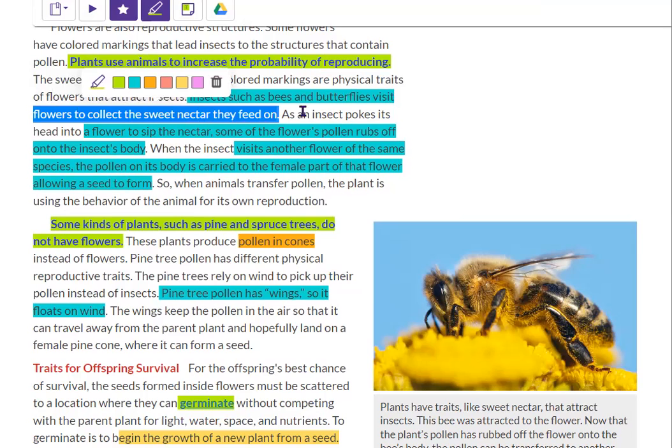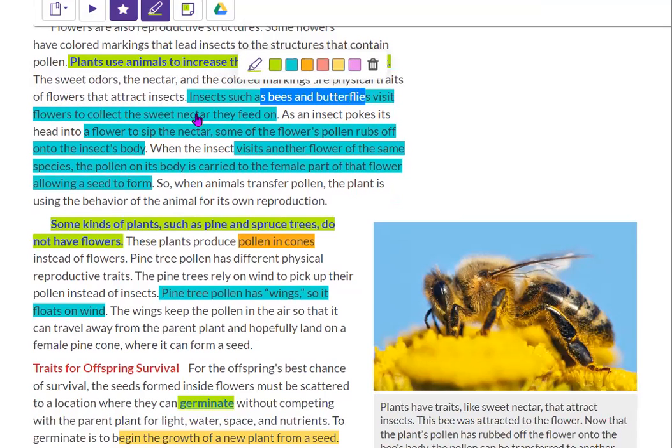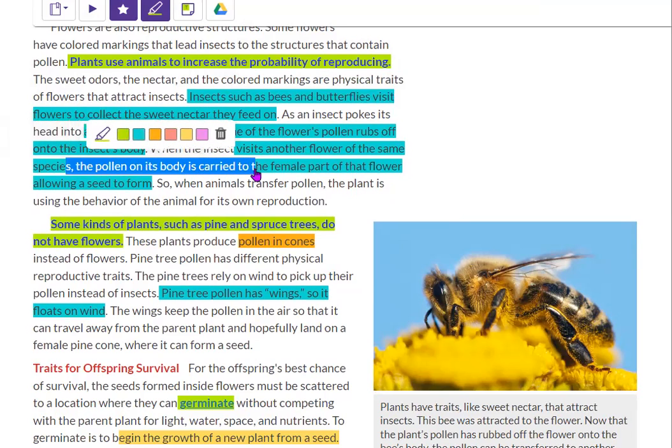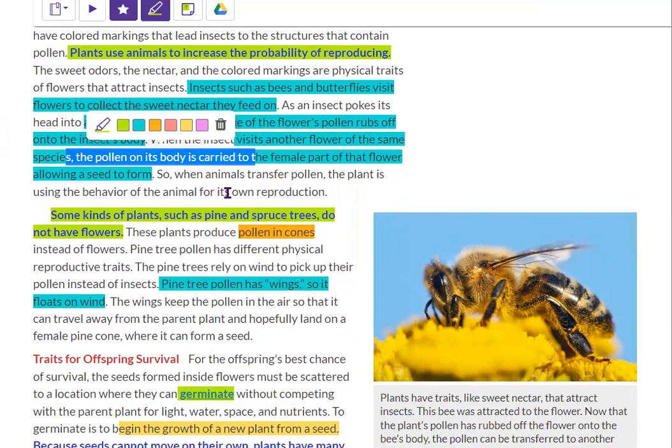And so every time these bees or butterflies are going from flower to flower, they're transferring some of the pollen onto their bodies and they're moving it to another flower, right? And so that helps in that process of bringing the pollen, which is made from the male part of one flower, to the female part of another flower.